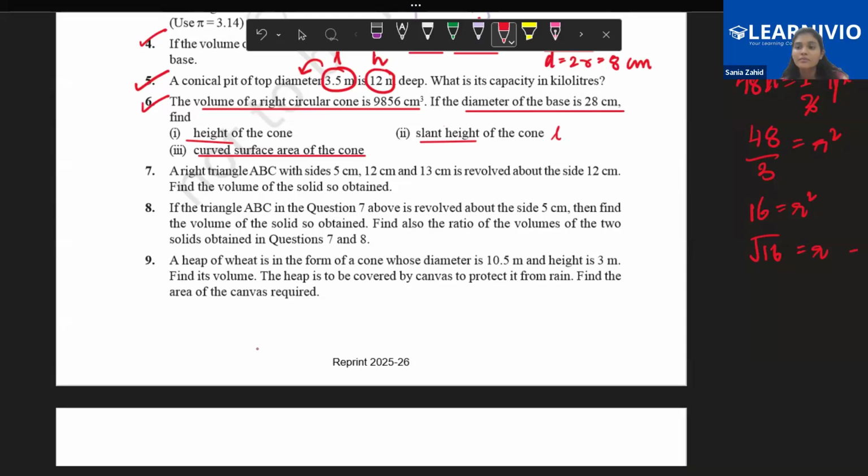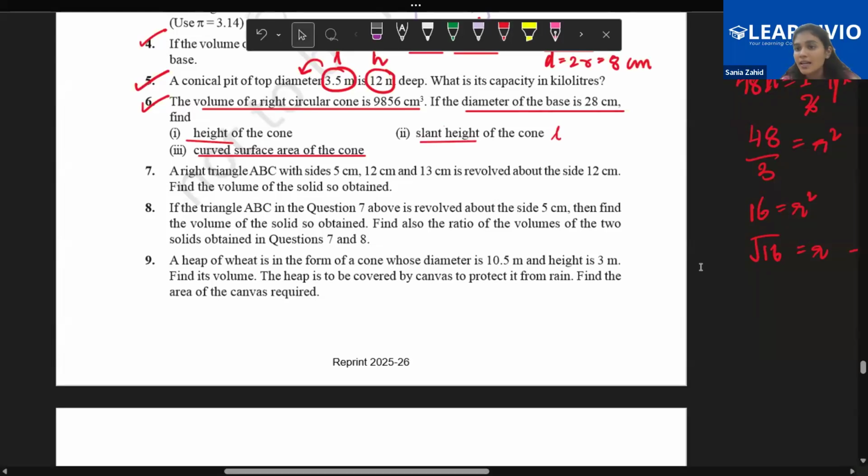Bedel, you tell me. What is the formula for CSA of a cone? Half by L into 2 pi r. No. Hafsa, you tell me. What is the formula for CSA of a cone? It's pi RL. Very good. It's pi RL. Bedel, that means you're not revising the formulas.